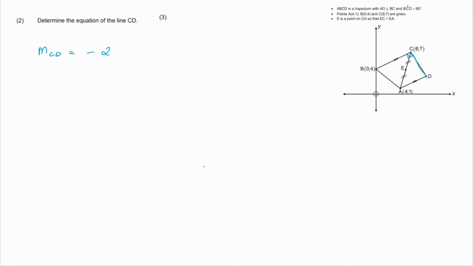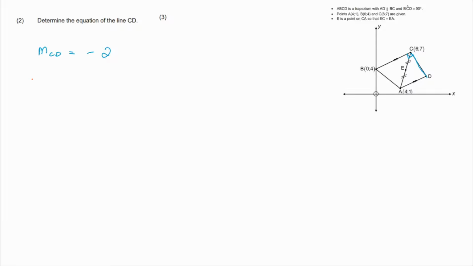You get a mark for just saying that. You could say that the gradient of BC times the gradient of CD is equal to negative 1, and then this is a half. You could do all of that, but this is the only thing that's really necessary. So we don't really need all of that. Okay, so we have the gradient, and now we just substitute in a point.